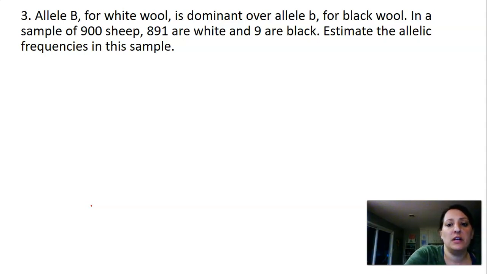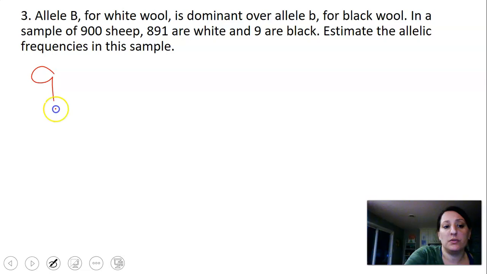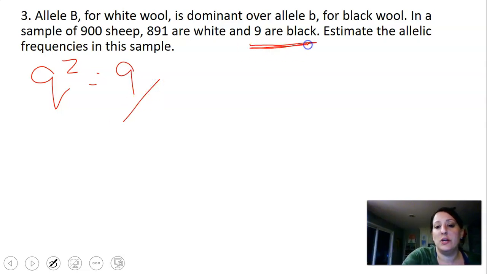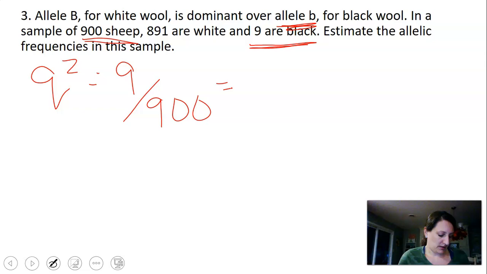Okay, so the frequency of the homozygous recessive individuals, or Q squared, which is where we like to start these kinds of problems, is equal to 9. Where did I get that? 9 black sheep. They've got to be homozygous recessive. If they're black, they must be little b, little b. And there's 900 total sheep. So 9 out of 900 are homozygous recessive. Get my calculator out here. So 9 divided by 900 equals 0.01. Okay, that's Q squared.